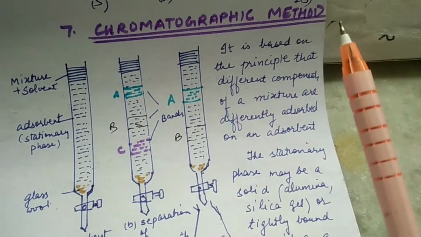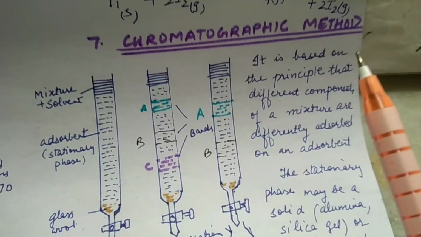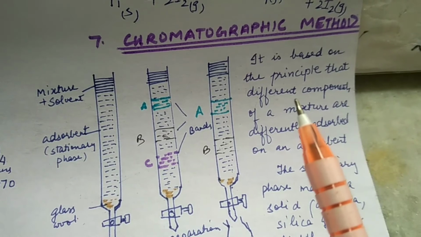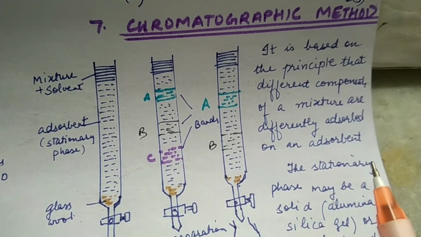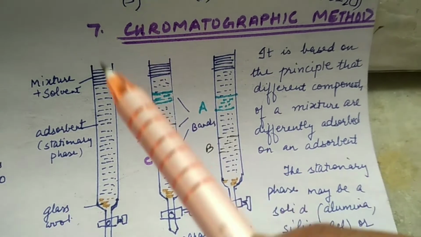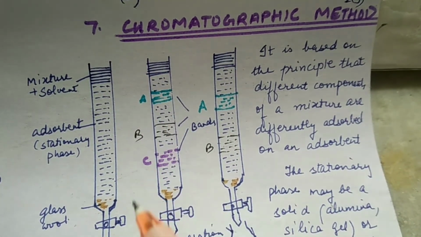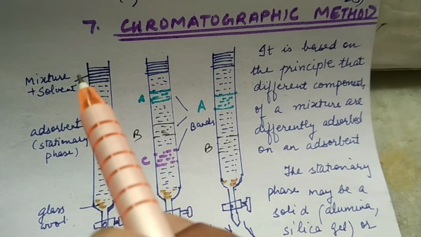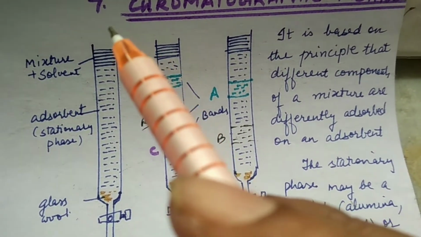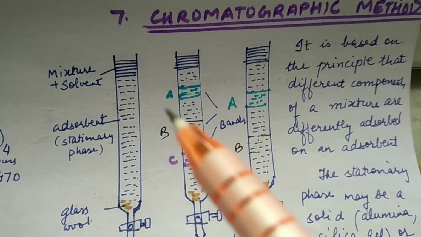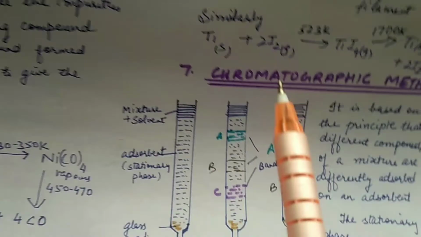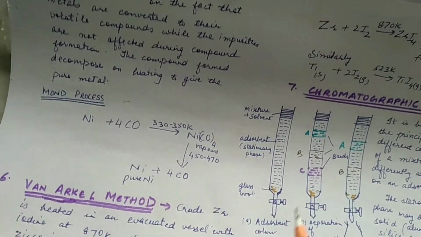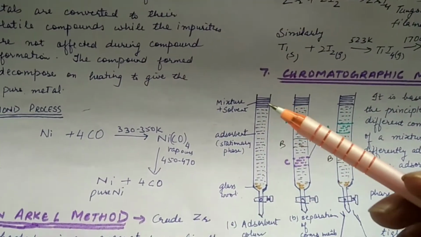Another method is the chromatographic method, a more modern method. It's based on the principle that different components of a mixture are differently adsorbed on an adsorbent. The stationary phase may be a solid, and the mobile phase may be a liquid or a gas. For example, in column chromatography, the adsorbent is alumina and it is packed in a glass column.